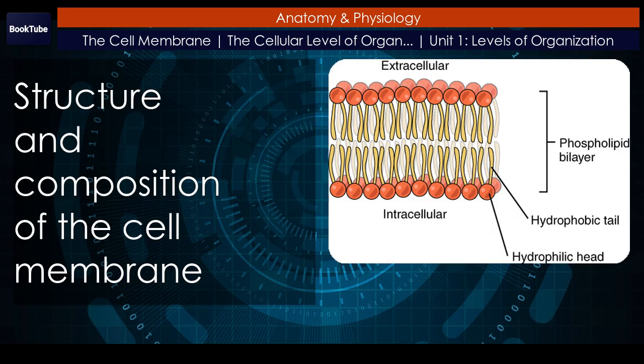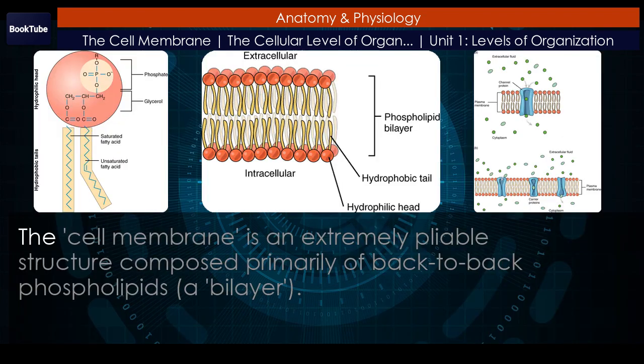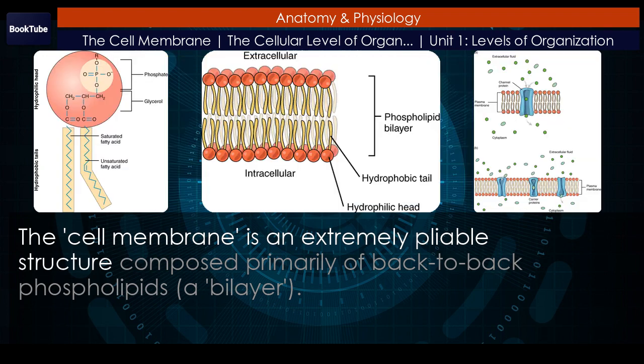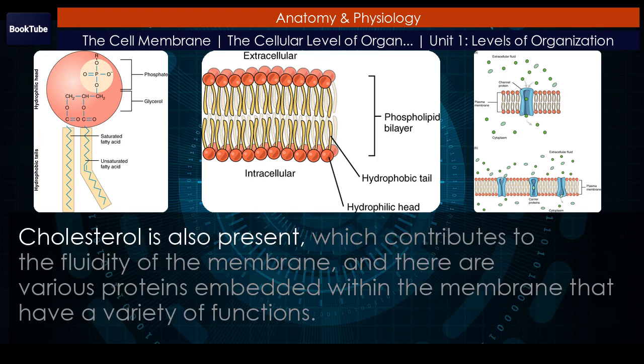Structure and composition of the cell membrane. The cell membrane is an extremely pliable structure composed primarily of back-to-back phospholipids, a bilayer. Cholesterol is also present, which contributes to the fluidity of the membrane. And there are various proteins embedded within the membrane that have a variety of functions.